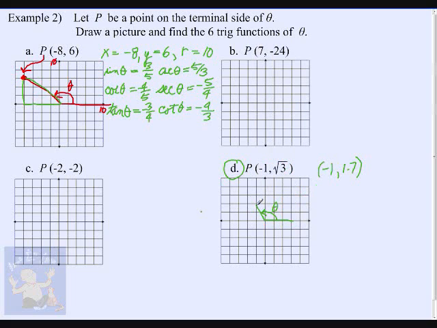Oh, just want to make that point a little more conspicuous. Oop, that's more conspicuous for sure. Then we could figure out what x is, right? X, we know is negative 1. That's given to us. Y is a positive square root of 3. And r, what's that going to equal? We square this, we get a positive 1. We square this, we have a positive 3. Add them together, positive 4. We take the square root of that.